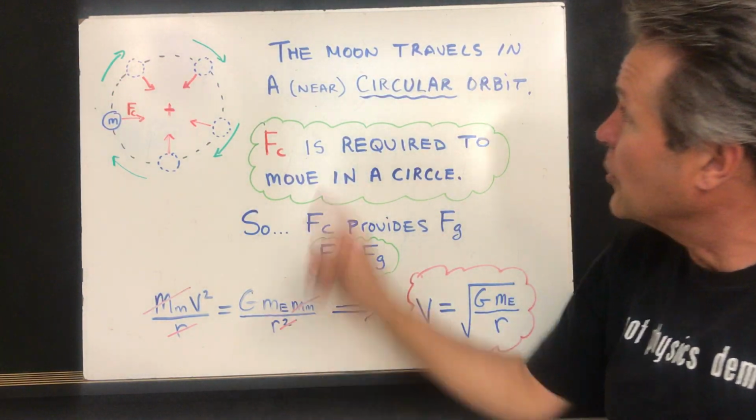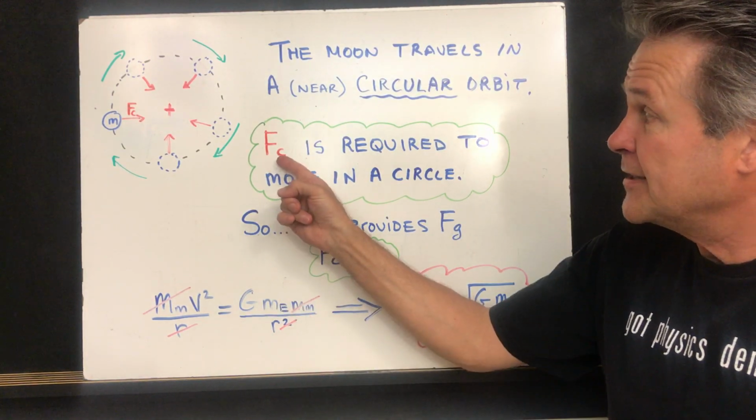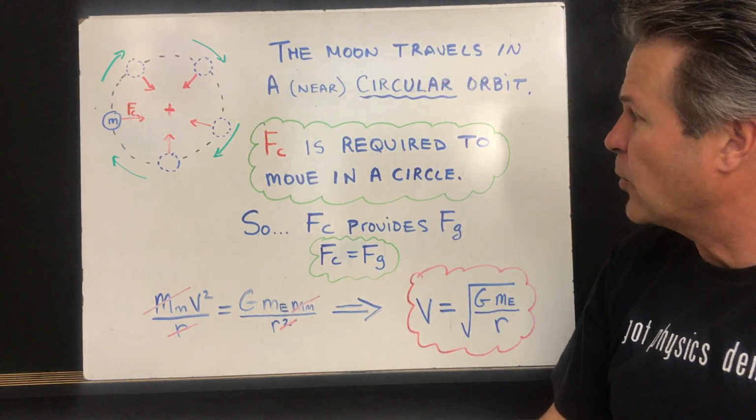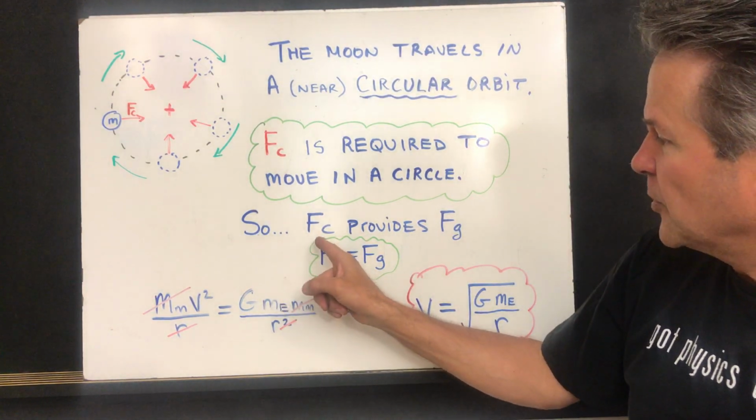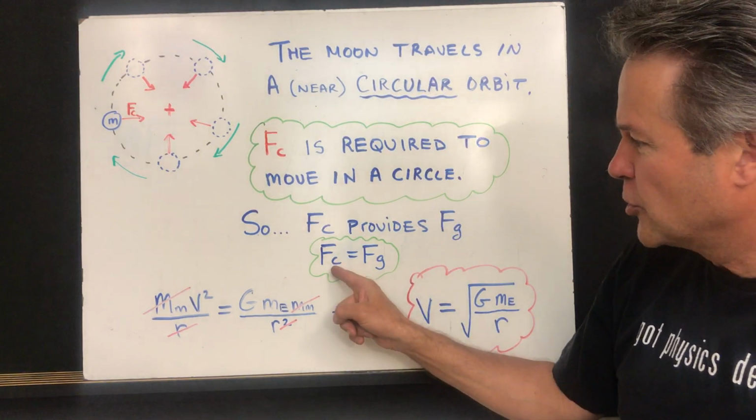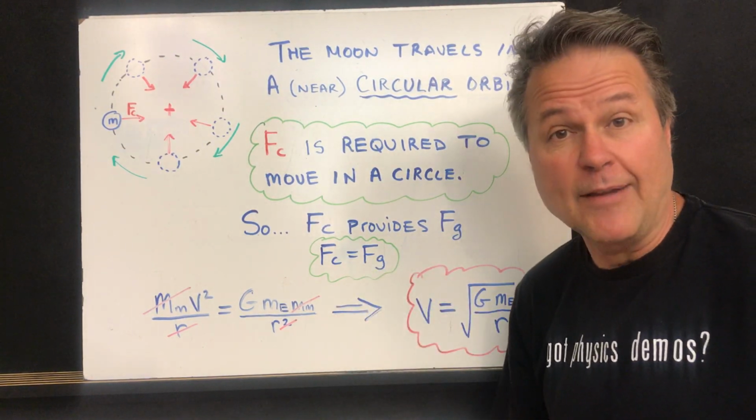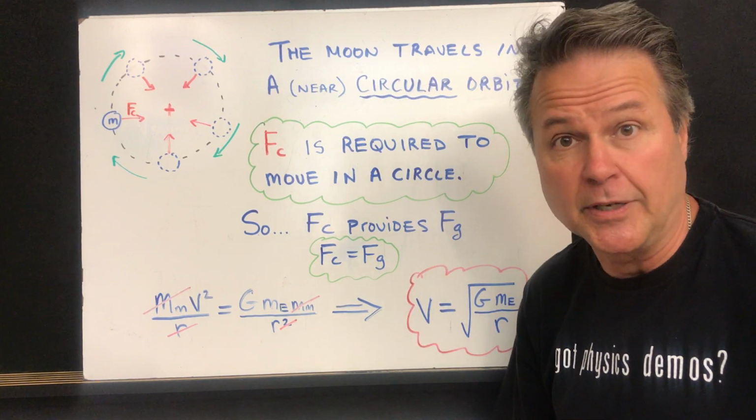Well, we know that the moon travels in a near circular orbit, so that means that centripetal force is required to move the moon in a circle. So centripetal force provides the gravitational force. So centripetal force is equal to the gravitational force. So we can take those two formulas and equate them to one another.